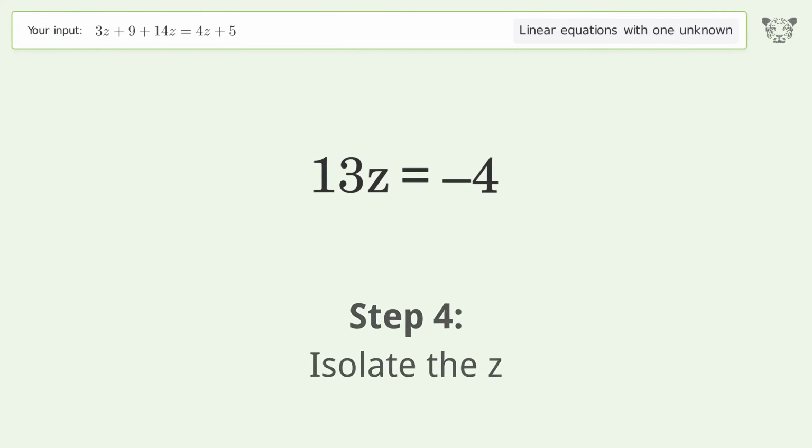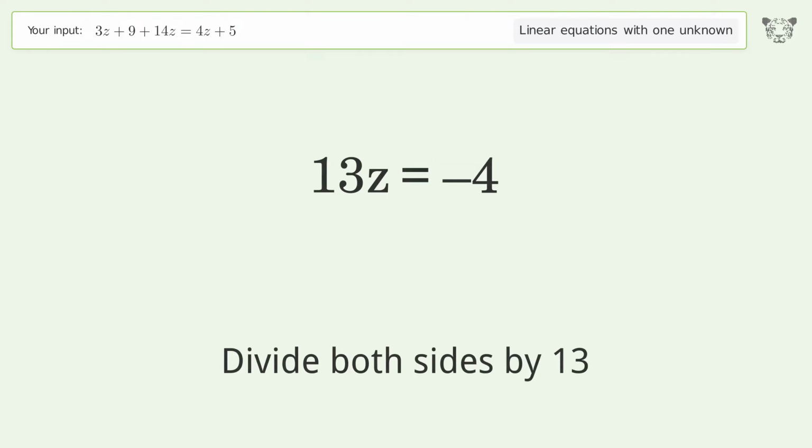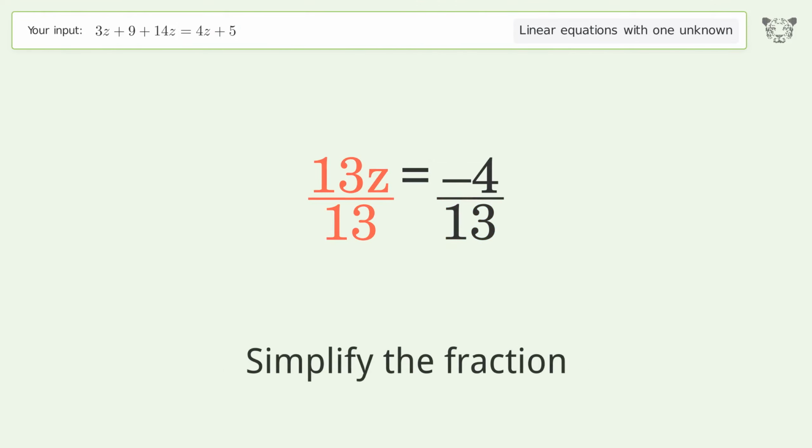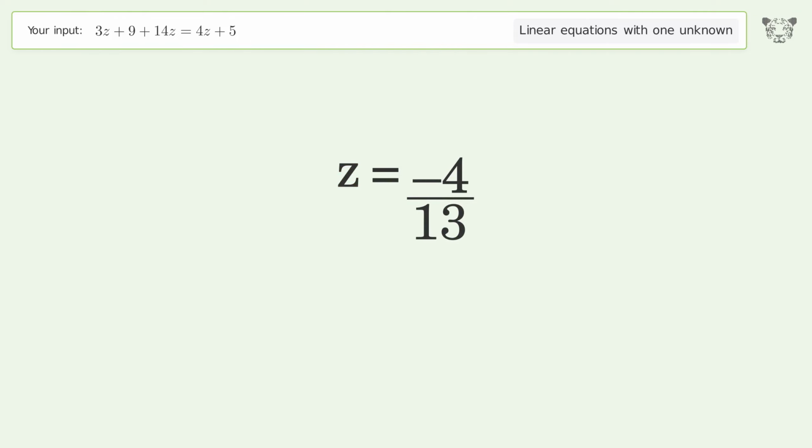Isolate the z. Divide both sides by 13. Simplify the fraction. And so the final result is z equals -4/13.